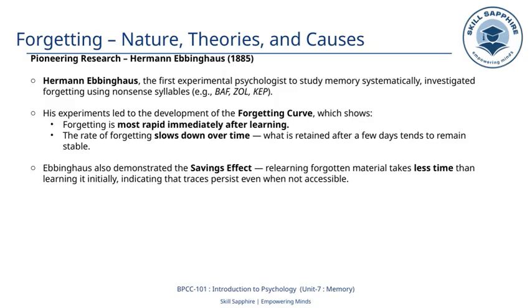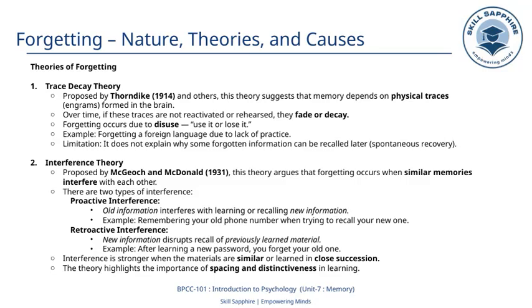It's a process, with rapid initial decline followed by stabilization, and that traces of information can persist beyond our conscious awareness. This all ties into the bigger picture of how our memory functions and why we forget. Let's explore the theories behind forgetting.